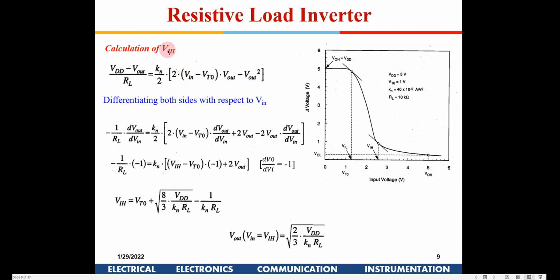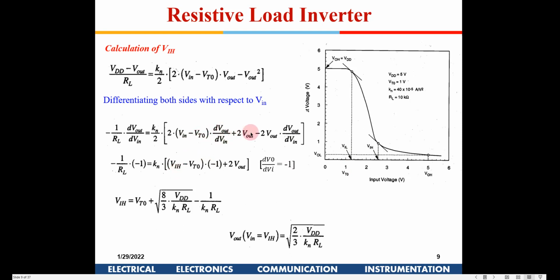The next is to compute VIH. Now, we are assuming this transistor to be in the linear region in this particular case. So the current through RL is VDD minus Vout divided by RL, and here we are using the linear equation instead of the saturation equation, with V in minus VT. Now you can differentiate both sides with respect to V in, and you get an equation like this. Then we substitute dVout by dVin equal to minus 1, and wherever V in appears, we put VIH.